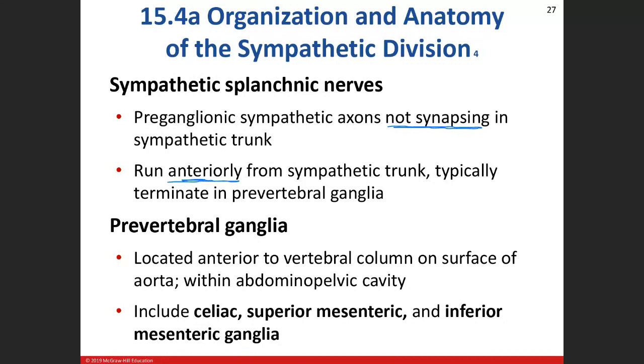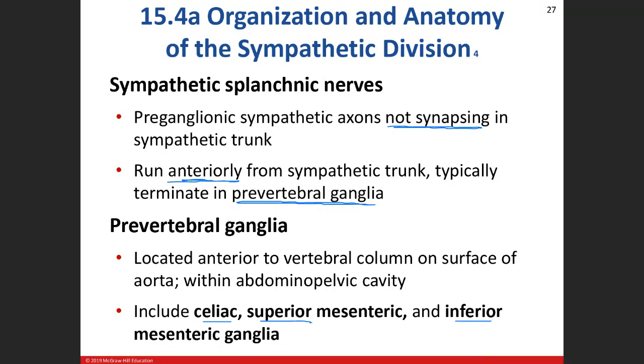Then it's going to arrive at one of these. Remember those prevertebral ganglia? There are 3 of them, and they were affiliated with branches off of the descending abdominal aorta. You had the celiac, the superior mesenteric, and the inferior. It's here that this preganglionic sympathetic axon comes in contact with the postganglionic neuron, in one of these 3 prevertebral ganglia.